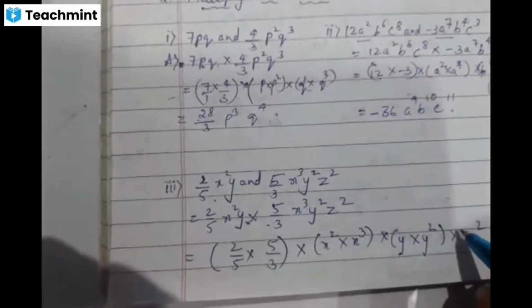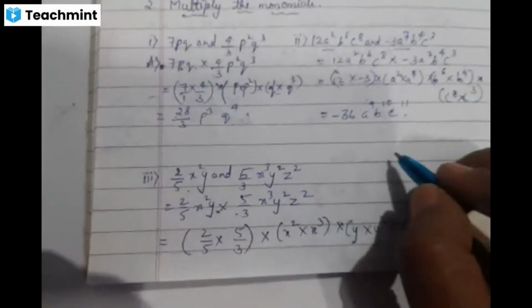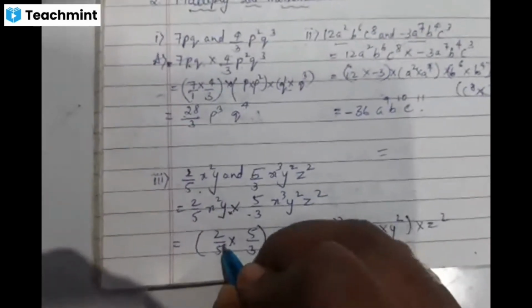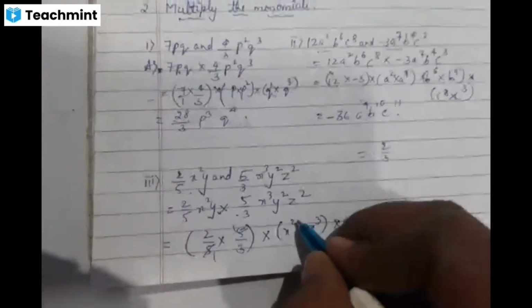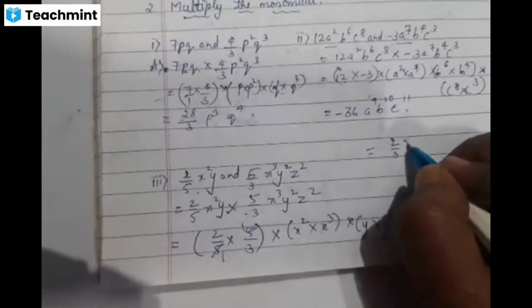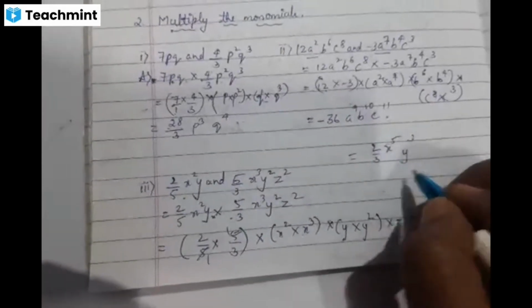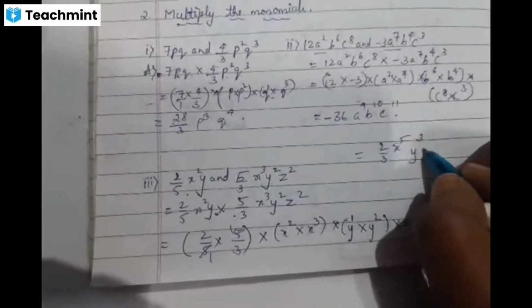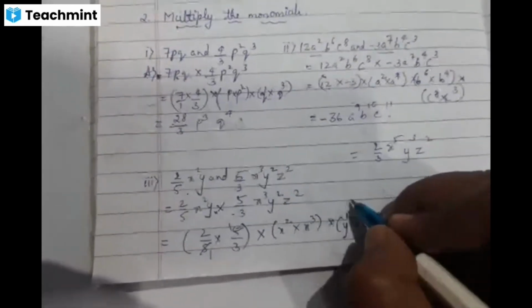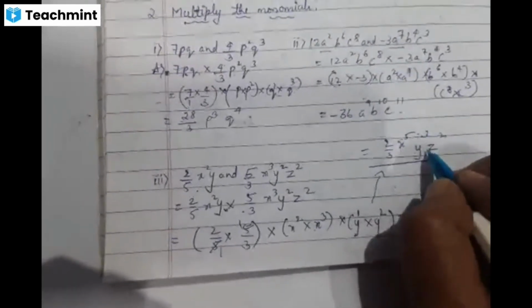1 is there, no need to write the number, children. Simply write z square separately. Next, in the next step, you are going to cancel 5 ones are 5, ones are 2 by 3. X to the power of 2 plus 3 is 5. Then y to the power of 1 plus 2 is 3, because nothing is there means it is understood 1. 1 plus 2 is 3. Then z to the power of 2. So the answer for this is 2 by 3, x to the power of 5, y to the power of 3, z to the power of 2.